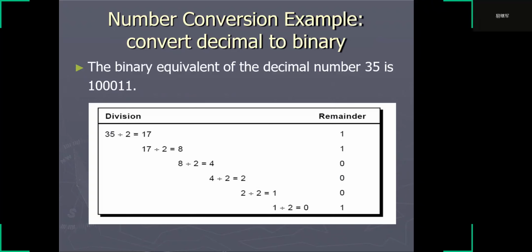This is an example: convert decimal to hexadecimal. Divide by 16, and here is the remainder. We can write the decimal number 1355 as 54B.